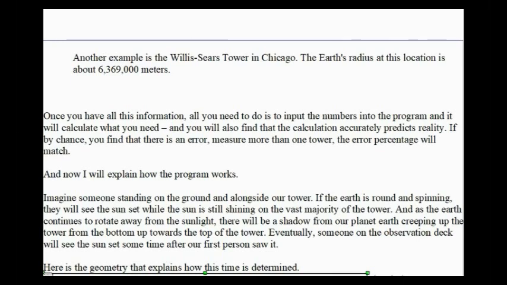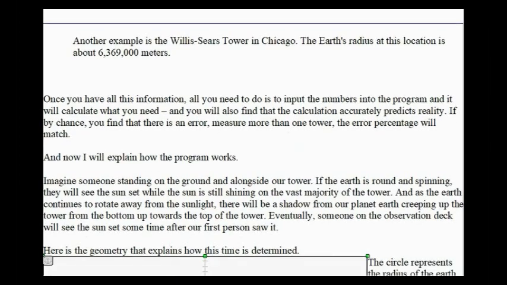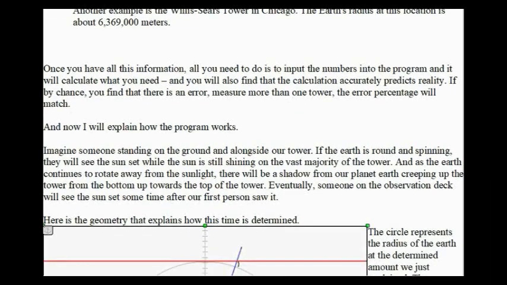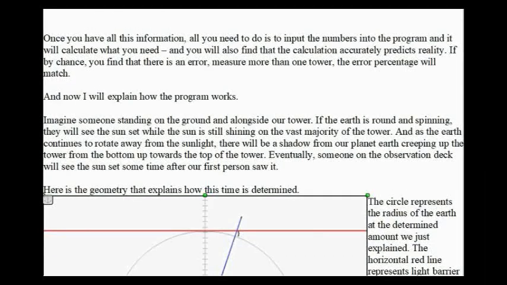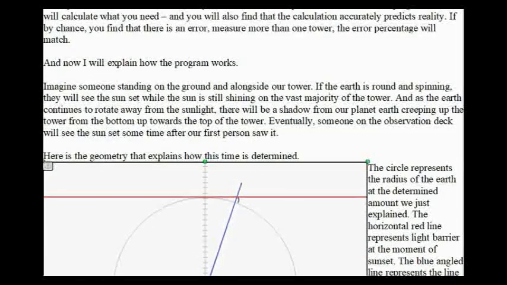Imagine someone standing on the ground alongside our tower. If the Earth is round and spinning, they will see the sunset while the sun is still shining on the vast majority of the tower. And as the Earth continues to rotate away from the sunlight, there will be a shadow from our planet creeping up the tower from the bottom towards the top. Eventually, someone on the observation deck will see the sun set sometime after our first person saw it.